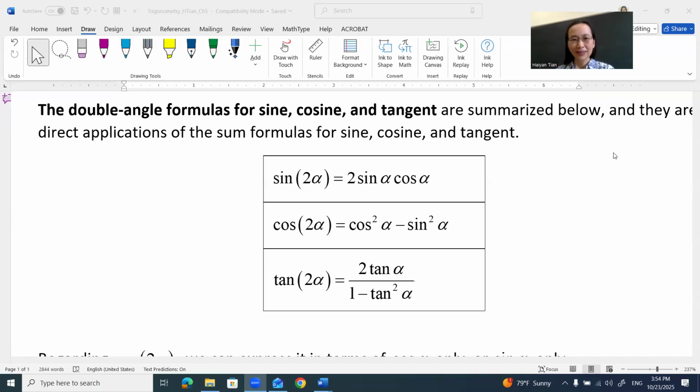Let's look at these three double angle formulas. They're called double angle formulas because the right-hand side is an expression of alpha. We see alpha, right? Sine alpha, cosine alpha. And the left-hand side is an expression of some trigonometric function of 2 alpha. So we call it double angle formula.